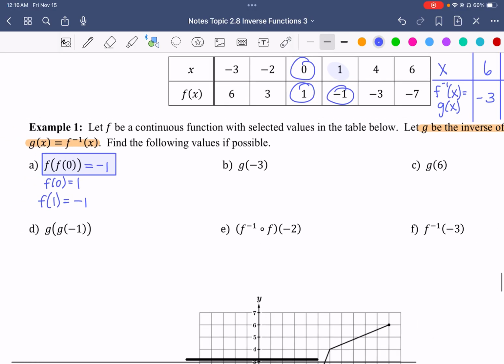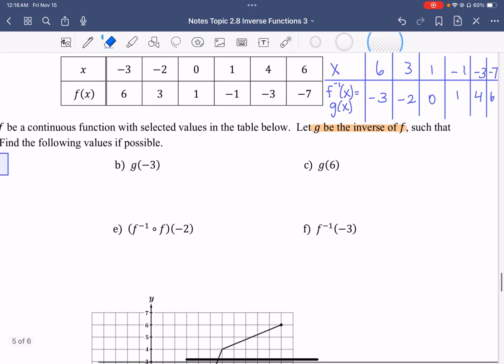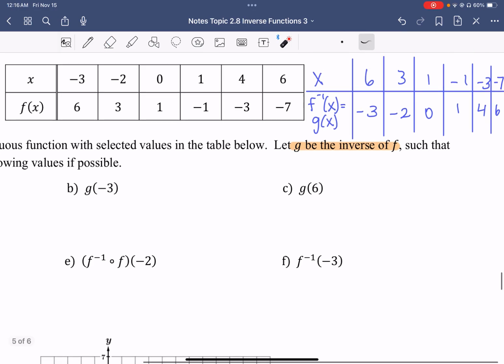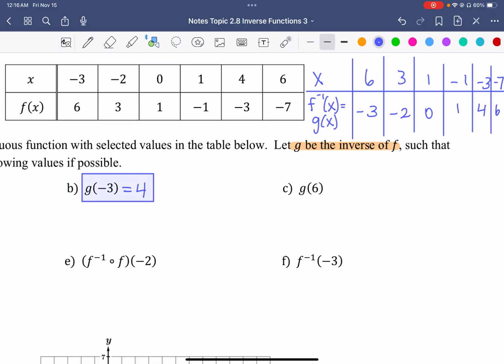Okay, let's try g of negative 3. G of negative 3 would be on this table, and when I go to the x value negative 3, I see that the y value is positive 4. So g of negative 3 is positive 4. G of 6, I'm going to go to the table for g, and I see the x value of 6 has a y value of negative 3.